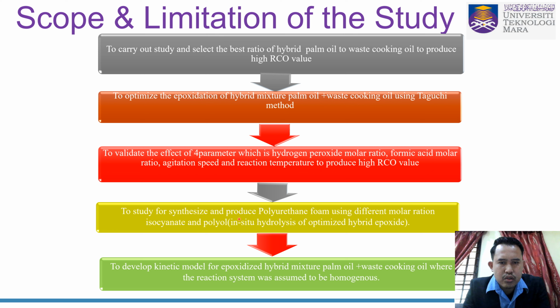Number 4, to study the synthesis of PU using the molar ratio of isocyanate and polyol via in situ hydrolysis of optimization of hybrid epoxide. Number 5, to develop the kinetic model for epoxidized hybrid palm oil waste cooking oil, where the reaction system was assumed to be homogeneous.